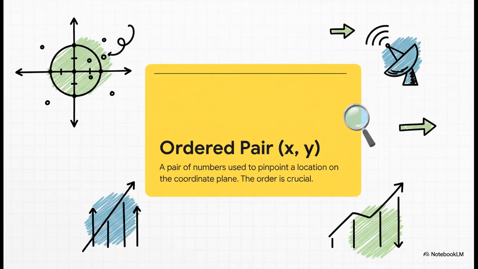So how do we give an address to any other point on this map? Well, we use something called an ordered pair. It looks just like this, (x, y). The first number, the x, tells you how far to walk along the x-axis, and the second number, the y, tells you how far to go up or down on the y-axis. And here's the most important part. The order is absolutely crucial. The point (3, 5) is a completely different place than the point (5, 3).